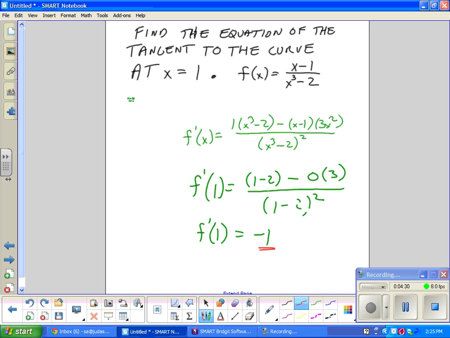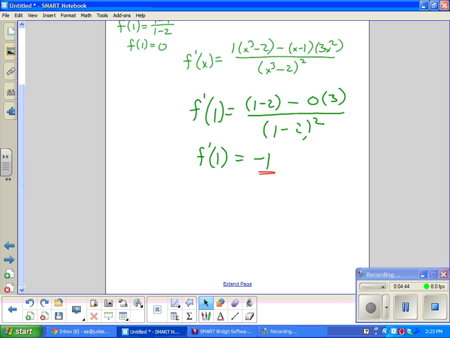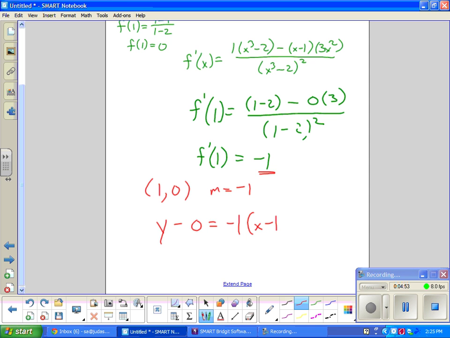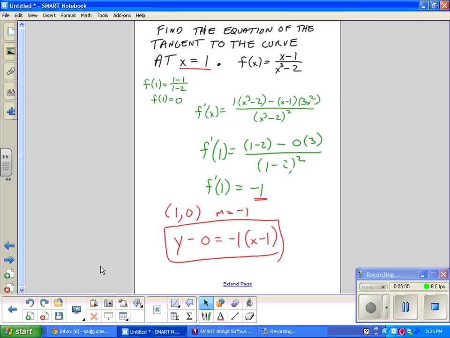Big deal. Now all I need is a point. I know the x value is 1. I plug 1 into the original function up here. I can get that the y value is 0. So now I have a slope and a point, and it is easy. The point is 1, 0. The slope is negative 1. Use point slope form. And that is the tangent line at x equals 1 of the function x minus 1 divided by x cubed minus 2.